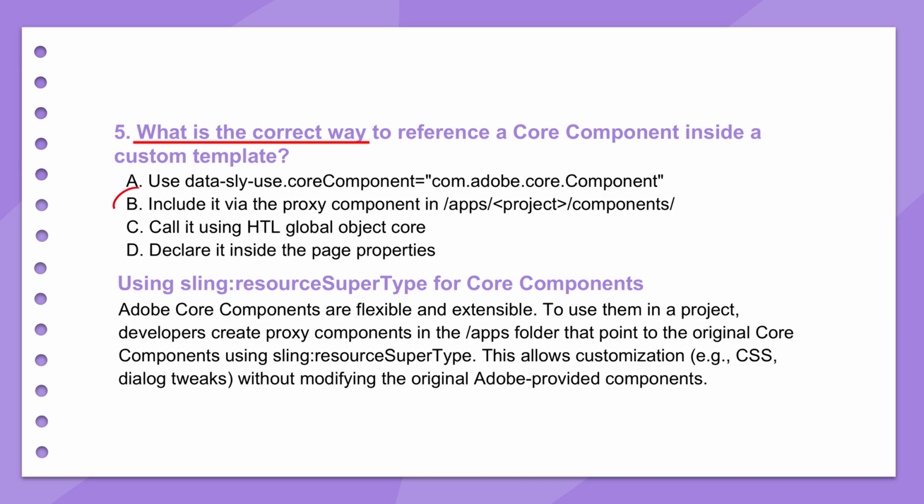Nope. And page properties. That's metadata about the page, not for defining the actual components within the page template structure. So yeah, proxy components really give you that essential layer of indirection and customization that the others don't for using core components properly. Makes sense. Proxy components in apps with Sling.resource supertype, that's the best practice for balancing reuse and customization.